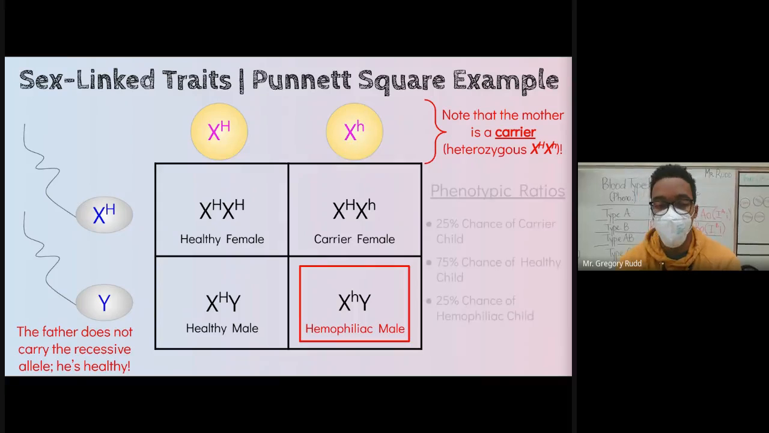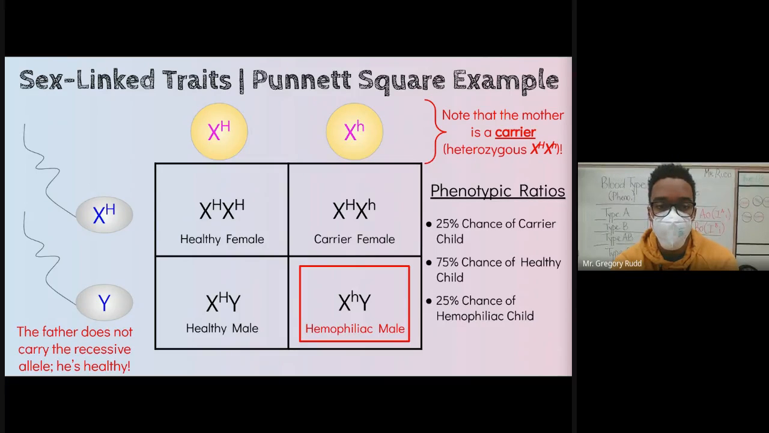Okay, so that's how we want to analyze these Punnett squares. There's a 25% chance they have a carrier. There's a 75% chance that their child will be healthy, that their child will not actually have hemophilia. But there is a 25% chance that they do have a hemophiliac child. Okay, so that's the type of analysis we want to be able to do.